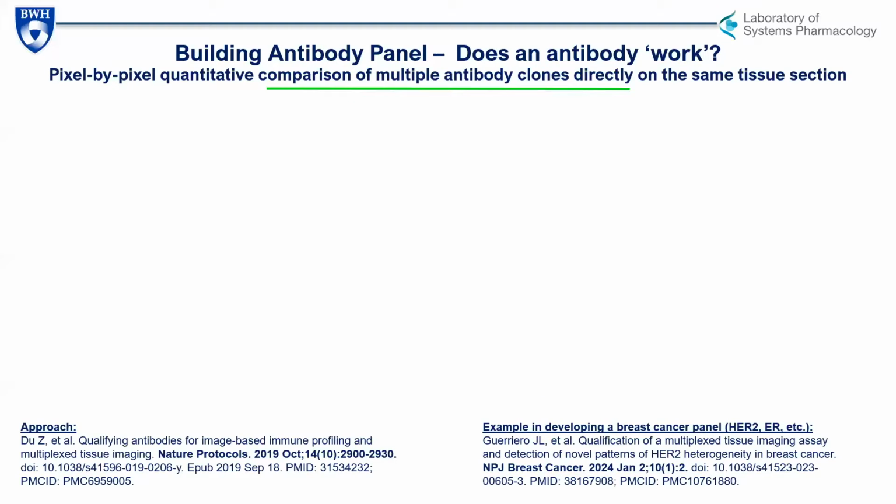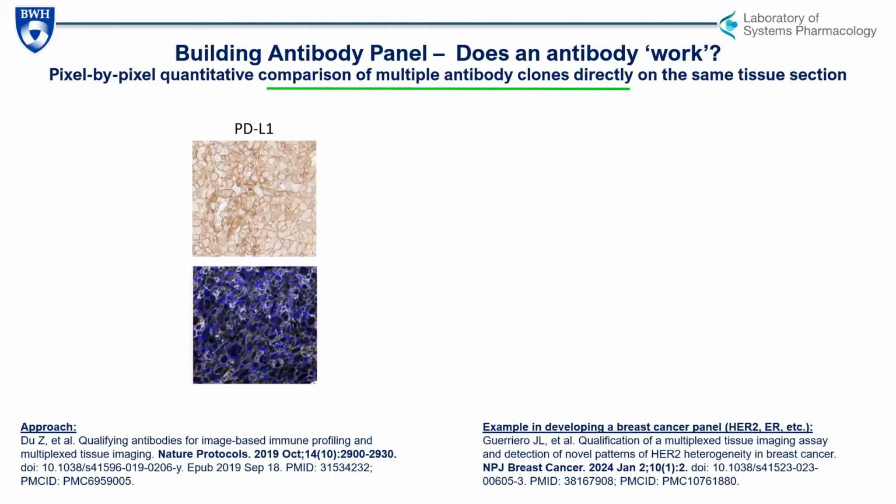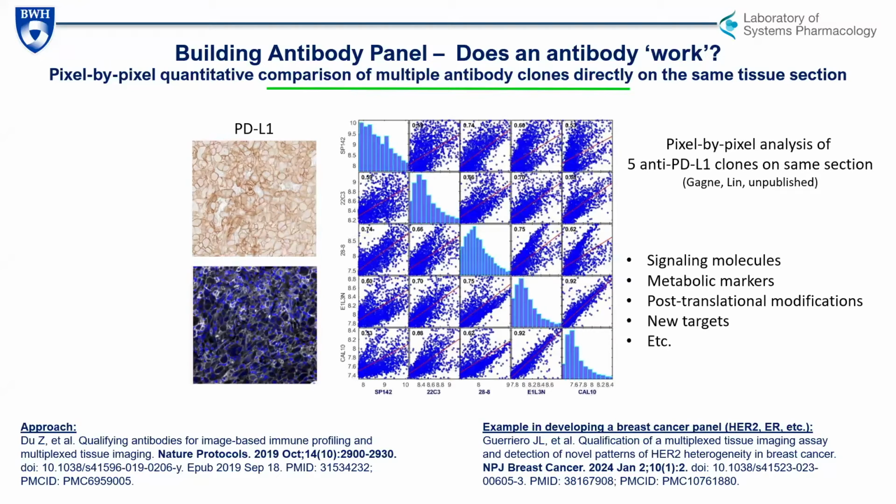In terms of antibody validation, do antibodies work? Traditionally, we have a whole set of methods that we use in the lab to look at the quality of antibody staining in IHC and IF. There are a whole set of well-established methods, but with multiplex imaging, you can actually do even more.